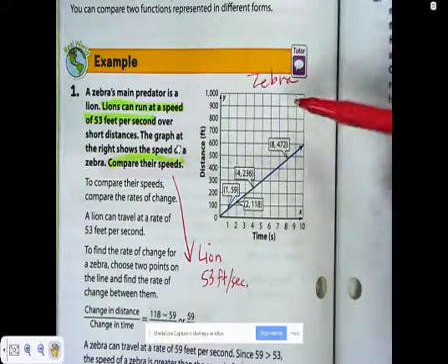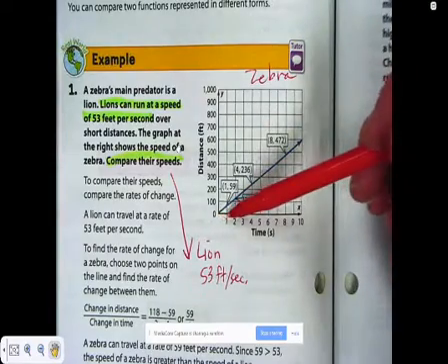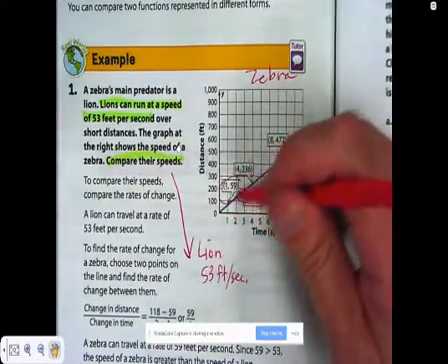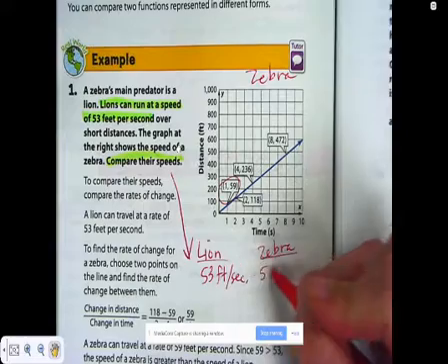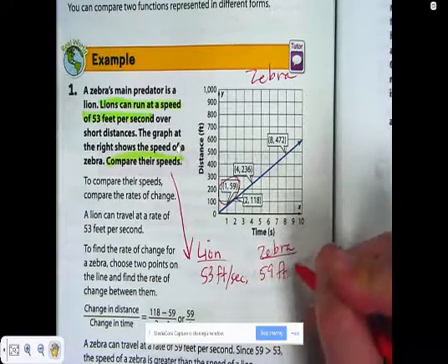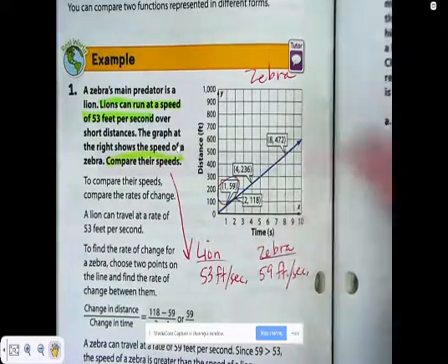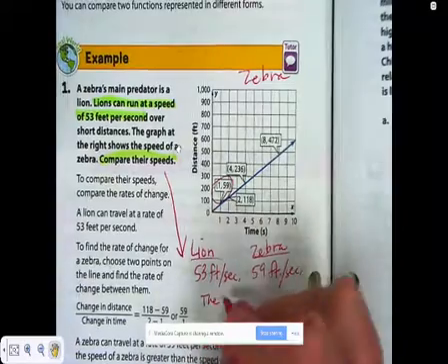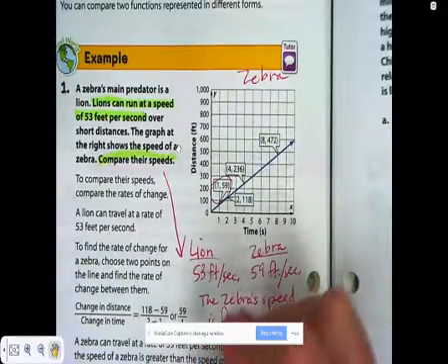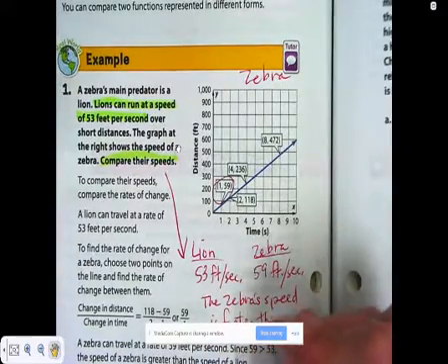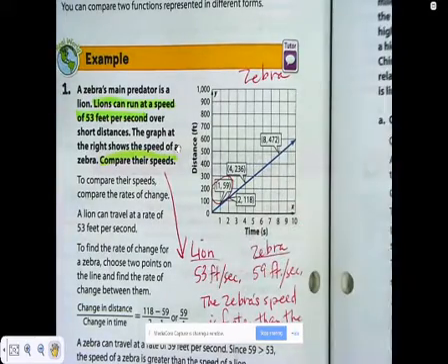So now you're going to look at the graph and find the zebra's feet per second. So if you look over here at 1 second and go up, here it is right here. So the zebra runs 59 feet per second. So let's compare them. Well, the zebra travels at a faster rate. So we would write the zebra's speed is faster than the lion, because 59 is more than 53.